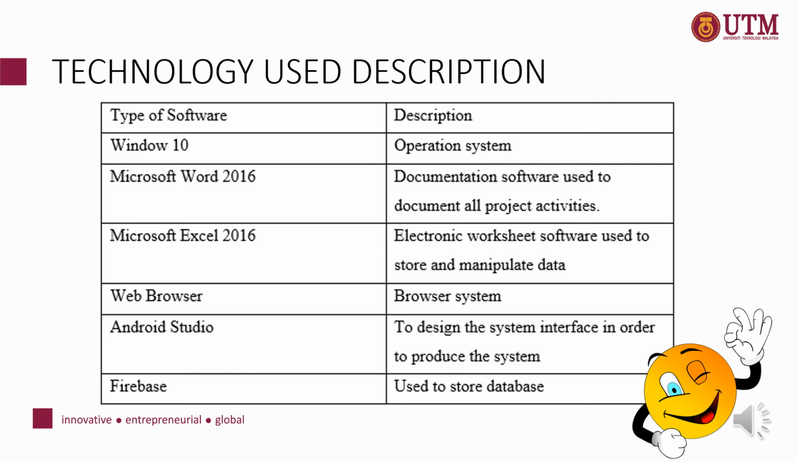Type of software. Windows 10 is the operating system. Microsoft Word 2016 is documentation software used to document all project activity. Microsoft Excel 2016 is electronic worksheet software used to store and manipulate the data.